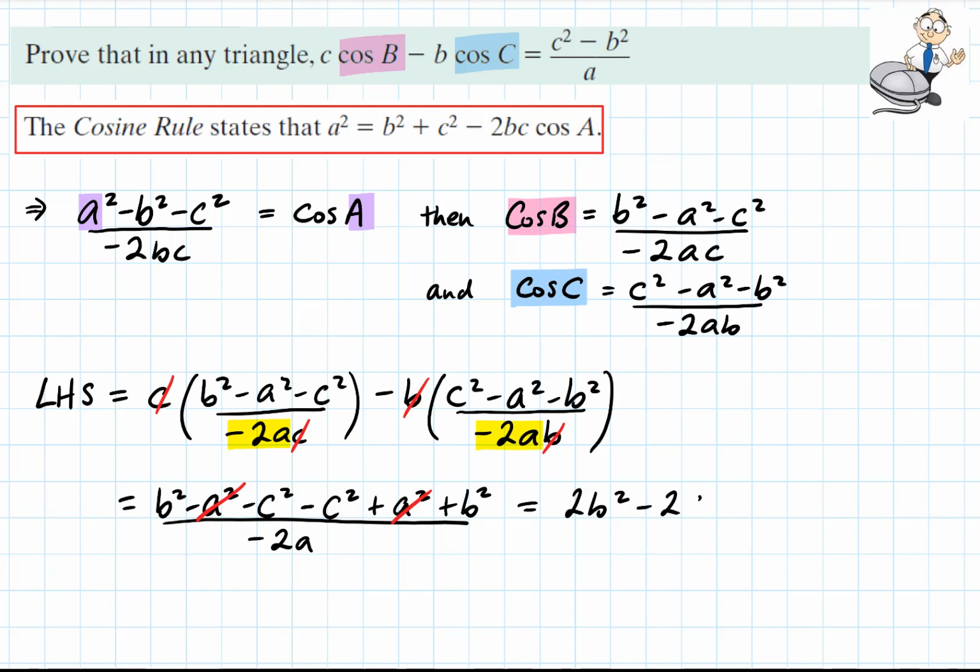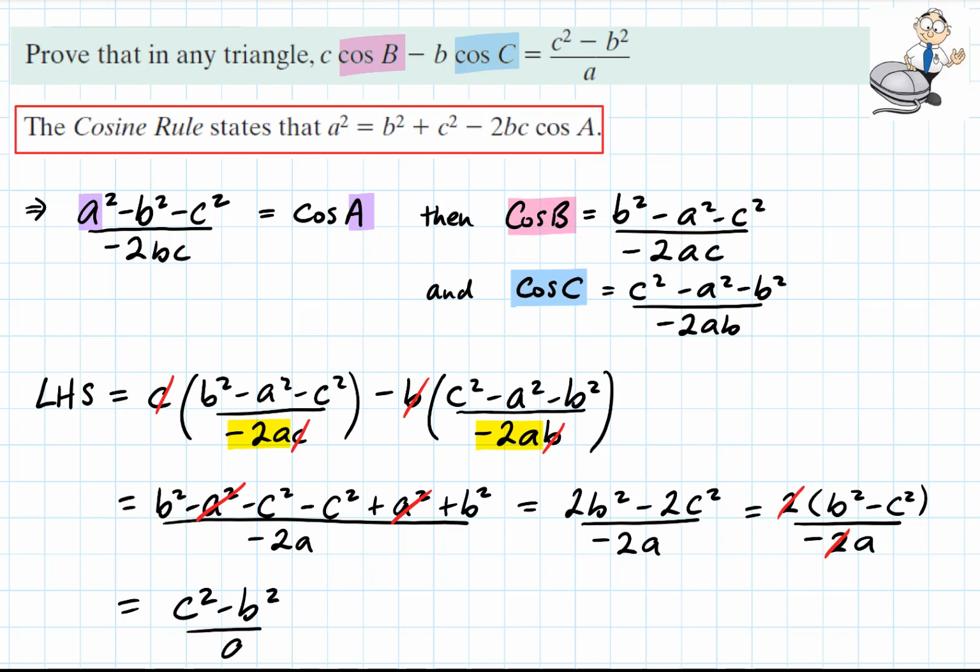So what we're left with is 2 times b squared minus 2 times c squared all over negative 2 times a. Beginning to look like the given expression at this stage. 2 is a common factor. So on the top we have 2 times b squared minus c squared. This has been divided by negative 2 times a. So 2 goes into 2 once. So it's b squared minus c squared over negative a, which will be the opposite of that over positive a. So we've proven what we set out to prove.